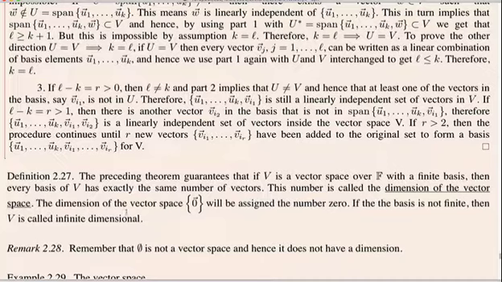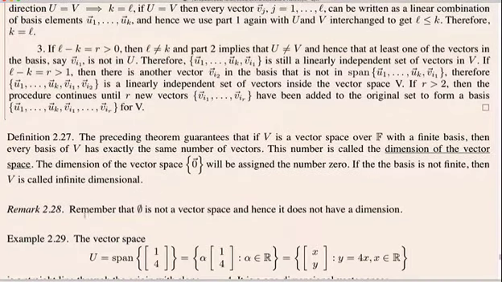And if we have a vector space, the trivial one with only the 0 vector in it, this will be assigned the number 0 for the dimension. If the basis is not finite, then V is called an infinite dimensional vector space. So let me remind everybody that the empty set is not a vector space, and hence it doesn't have a dimension.